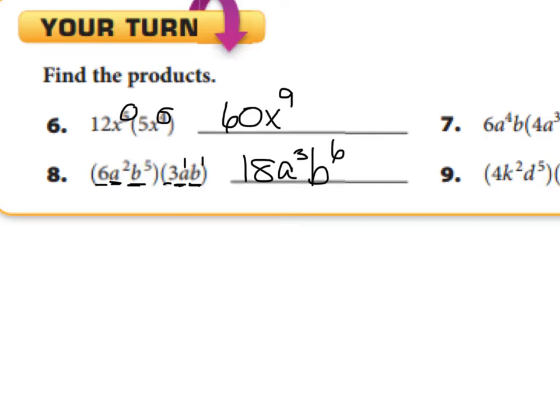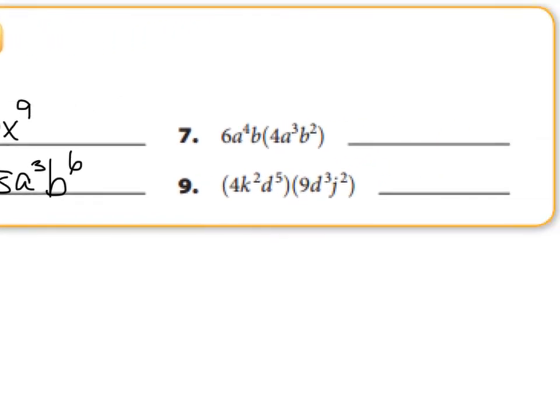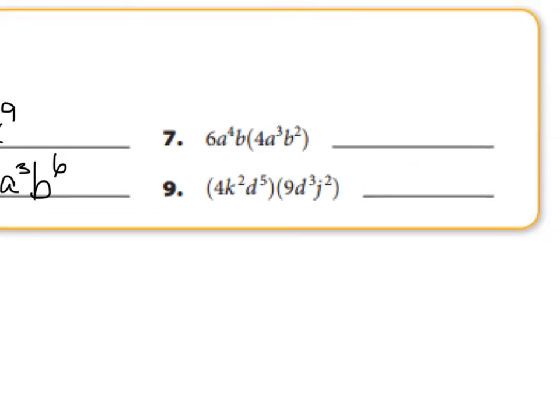Going over 7 and 9. Number 7, the number should have been 24. You should have had 7 a's and 3 b's, because don't forget that invisible exponent of 1 there. Number 9, the 4 and the 9 multiplied make 36.